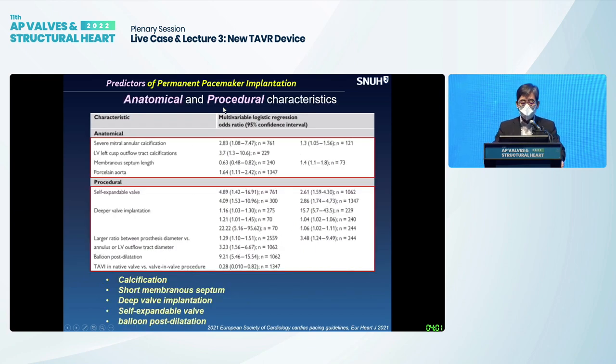As for anatomical and procedural profiles that predict AV block after TAVI, severe mitral annular calcification is one, as shown. We need to interpret the result and the pathophysiology of the association between annular calcification and AV block. Then there is LV outflow tract calcification at the left cusp, which pushes the implanted valve toward the LBBB emerging point, such as between the right and non-coronary cusp. A shorter membranous septum is not good. Procedures with self-expanding valves showed higher incidence of AV block, as did deeper implantation, bigger valve, balloon dilatation, and valve-in-valve procedure.